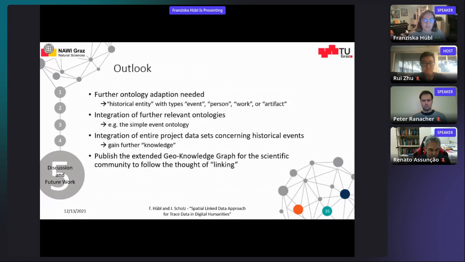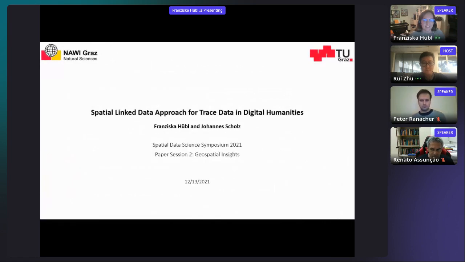In the future, it would be an option to develop the linked places ontology further and integrate other relevant ontologies like the simple event ontology. It is also possible to integrate more historical data sets of different projects in order to gain further knowledge about history. And after that, the resulting geo-knowledge graph should be published for the scientific community to follow the motivation of linking. So, thank you for your attention, and I'm looking forward to your comments and questions at the end of the session.